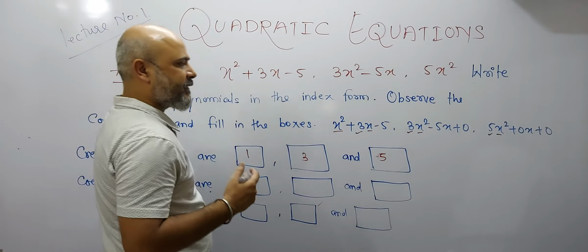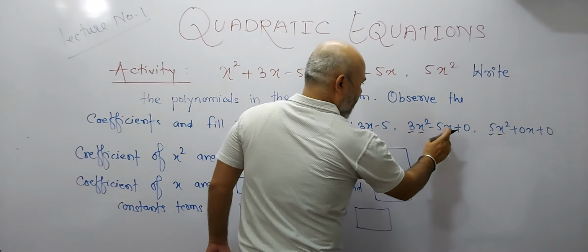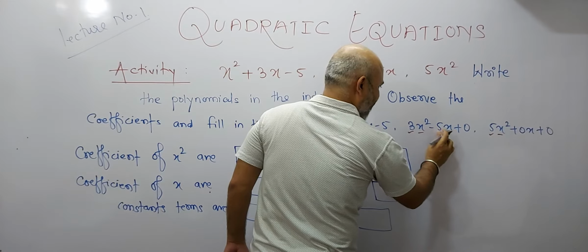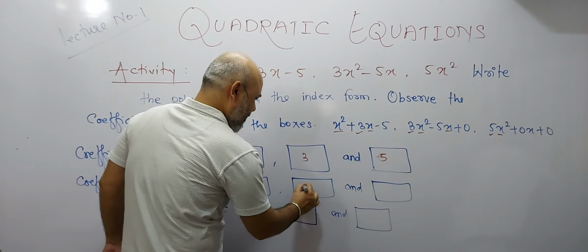In the second polynomial, what is the coefficient of variable x? What will you get? You will get minus 5. So we'll write here minus 5.